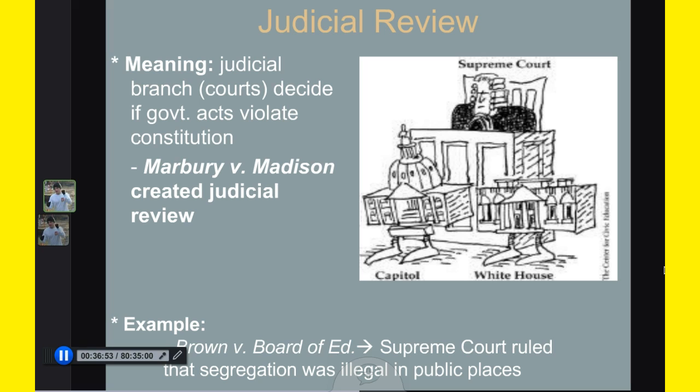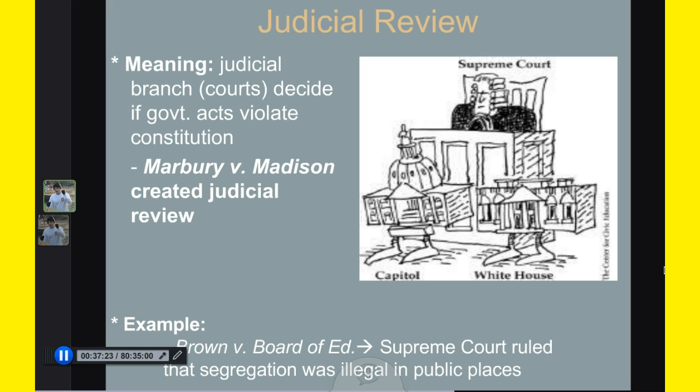The size of the images should mean something to your brain. The size of the images should say to you, the Supreme Court is a lot more powerful according to this cartoonist. And the reason why this cartoonist is saying the Supreme Court is so powerful is because the court can strike down something illegal that the legislative branch does. The Supreme Court can strike down something illegal that the executive branch does, or the White House does.